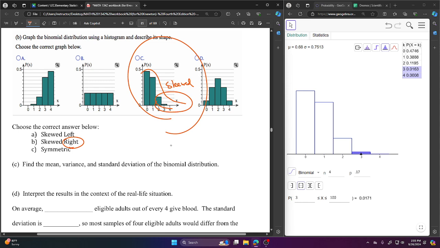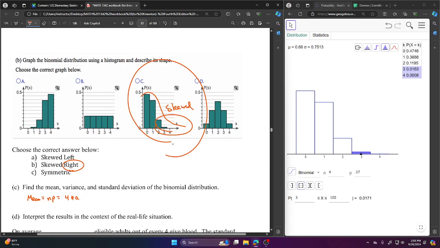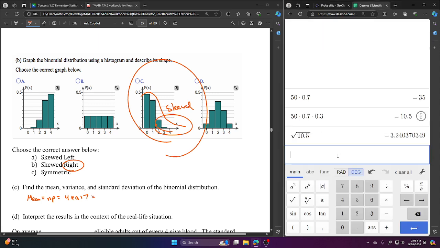Find the mean, variance, standard deviation. So the mean, again, I'm just going to multiply n times p. My n was a 4. My p was a 0.17. Okay, 0.68.